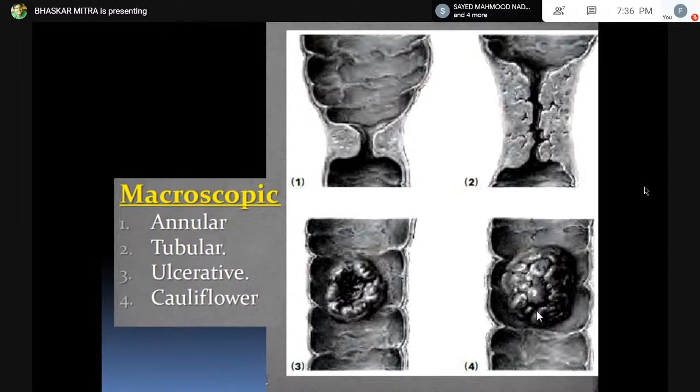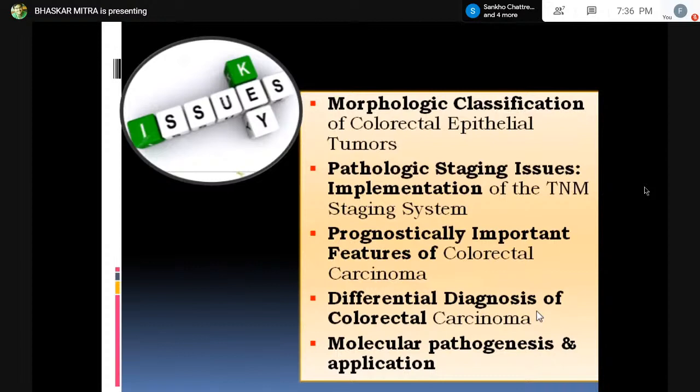Now, today I will try to address the following key issues, which are the focus of my lecture. First of all, the morphological variation or classification. Then the pathological staging issues, not the basic TNM staging, which we all know, but the practical staging issues. Then the prognostically important features of colorectal cancer, which we have to notice and report properly so that the clinician or oncologist gets a clear idea about the prognostication of these tumors.